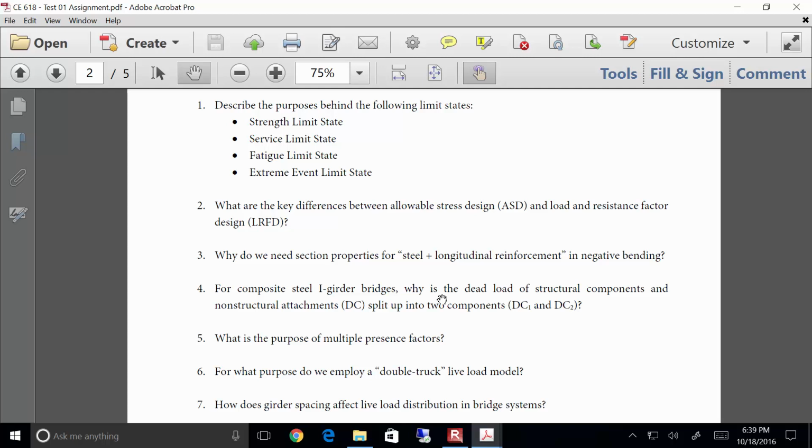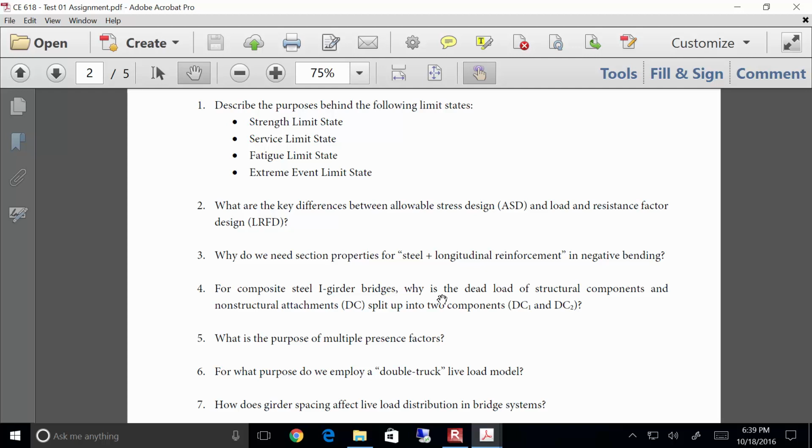All right, number four, I think just about everybody got this right, but why is the dead load broken up into two components? Well, some is applied before the concrete deck becomes composite, some's applied after. Okay. Number five, what's the purpose of multi-presence factors? Multi-presence factors account for coincident truck loadings on the bridge. And this was sort of a right or wrong kind of answer. I mean, most folks got it right, but I think there was a couple that were iffy.